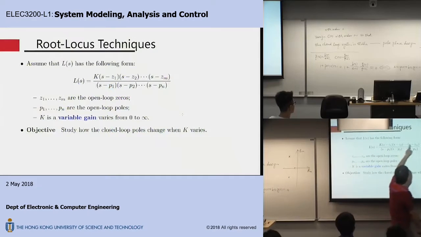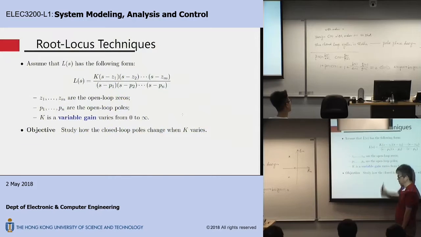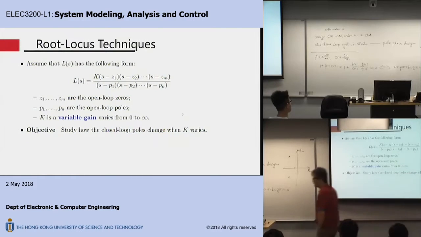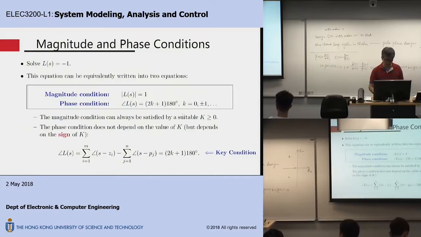It's K times all these things. So what is the phase of L(S)? The phase of L(S) is the phase of K, which is 0 because it's a positive number, plus the phase of this factor, plus the phase of this factor, plus the phase of this factor, minus the phase of those things in the denominator. Okay? So you see that we have the following equation.